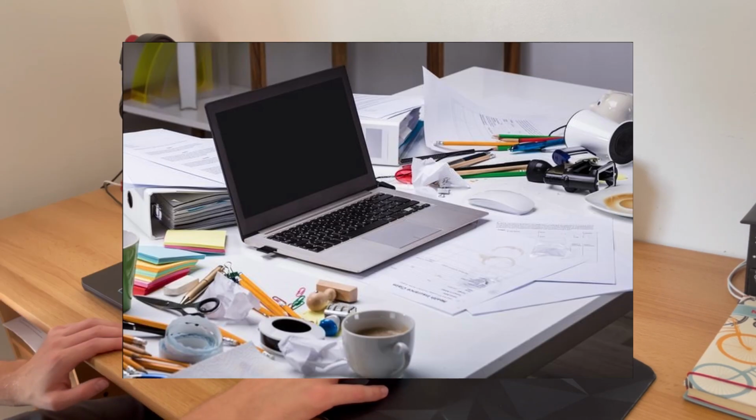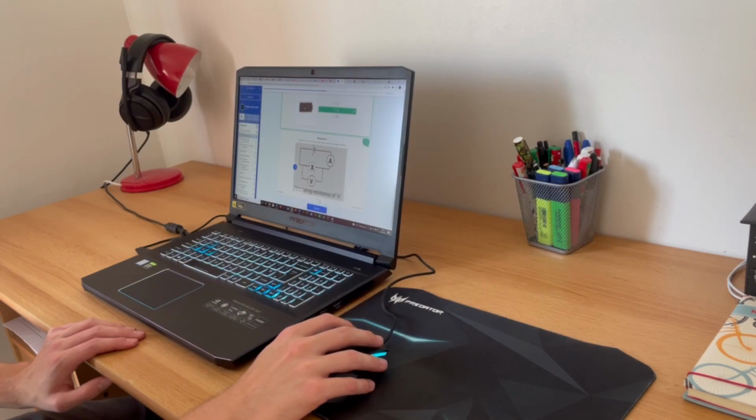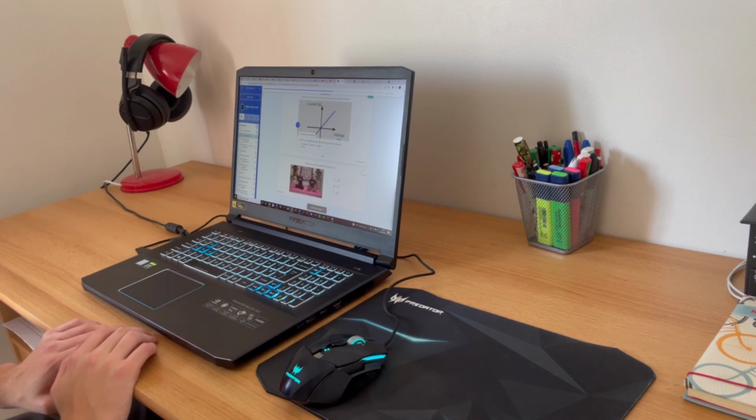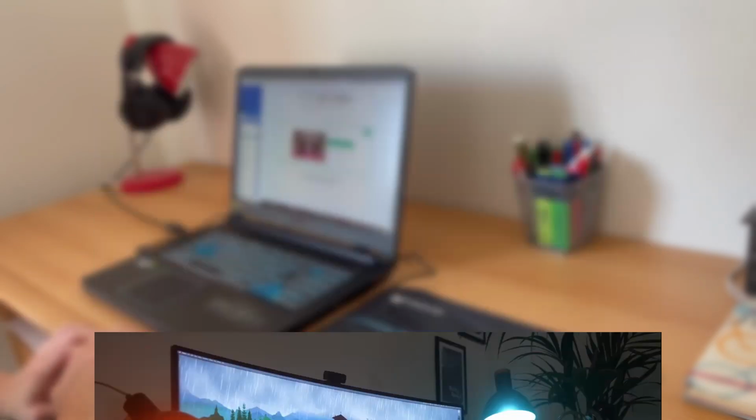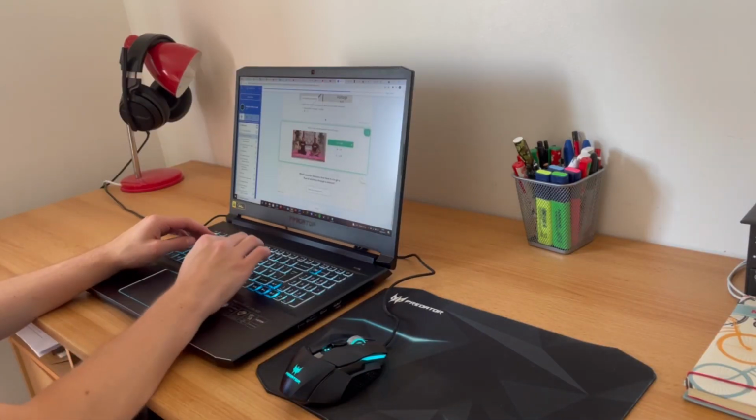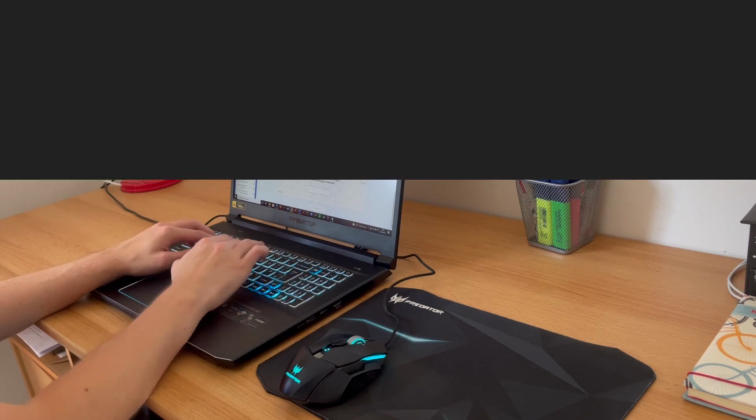And if you see your desk full of books and paper, you're just going to discourage yourself from wanting to complete more work. So try and have a minimalist setup like shown on the screen, or check out some productivity YouTuber setups like Udoka Fentelman or Ali Abdul and model yours around that. This gives plenty of space to work on your laptop as well as past papers, etc.